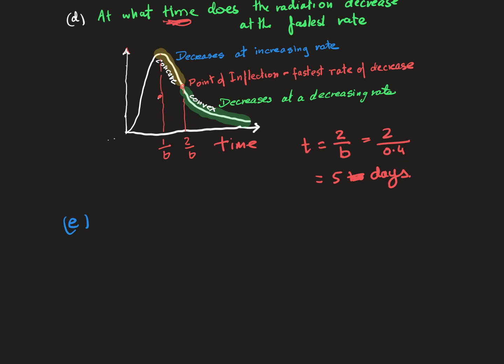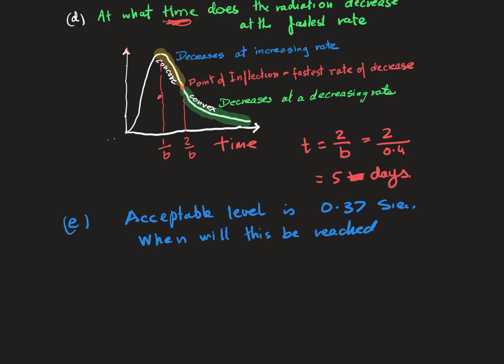Now we go to the next one, which is: when will the acceptable radiation level be reached if the accepted radiation level is 0.37 sieverts? Now, when will this be reached? You do not solve it algebraically because there are 2 t's. We can't do it. You do it on the graph. You've already got the graph.